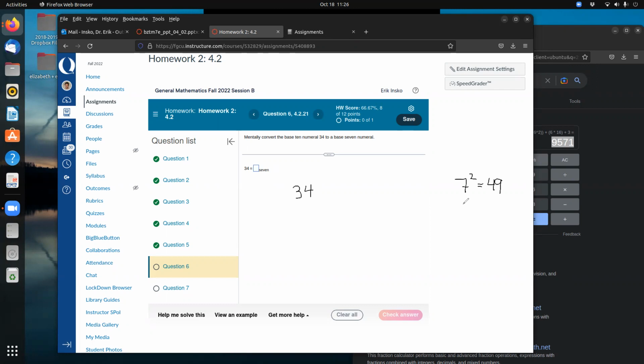Okay. And so I know that the largest power of 7 will be 7, right? That divides 34. So what's 34 divided by 7? Well, 7 times 5 is 35. So the largest product of 7 I can get is 4 times 7, which is 28, right? So 34 minus 28 will give me 6. Okay. And so what this means is that 34 can be written as 4 times 7 plus 6 times 7 to the 0, 6 times 1. Okay. So that means that I want to now write this in base 7 as 46.